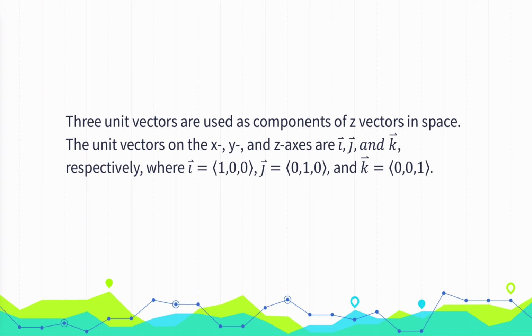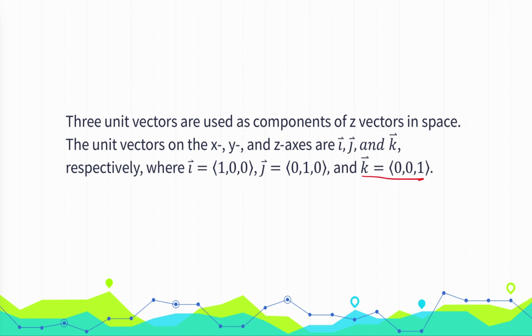Three unit vectors are used as components of vectors in space. The two-dimensional vectors we can write as the unit vectors i and j, where i is 1 unit in the x direction and j is 1 unit in the y direction. Now we also have a unit vector k, which is 1 unit in the z direction. And just like with the two-dimensional vectors, we can write any vector as the sum of unit vectors.